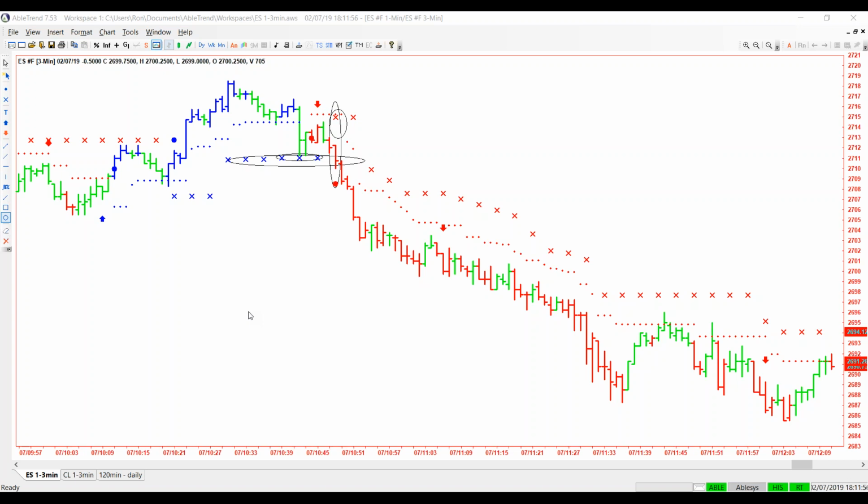You use AbleTrend TS on both those charts. We're going to use, on the 120 daily that I recommended, AbleTrend TS on the 120, AbleTrend 3 on the daily.